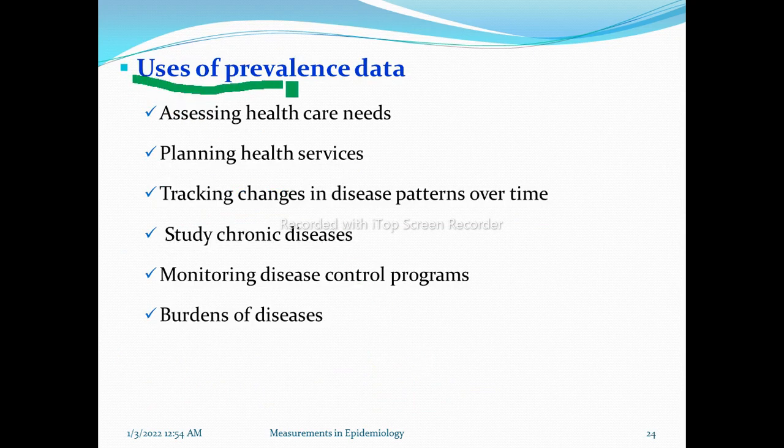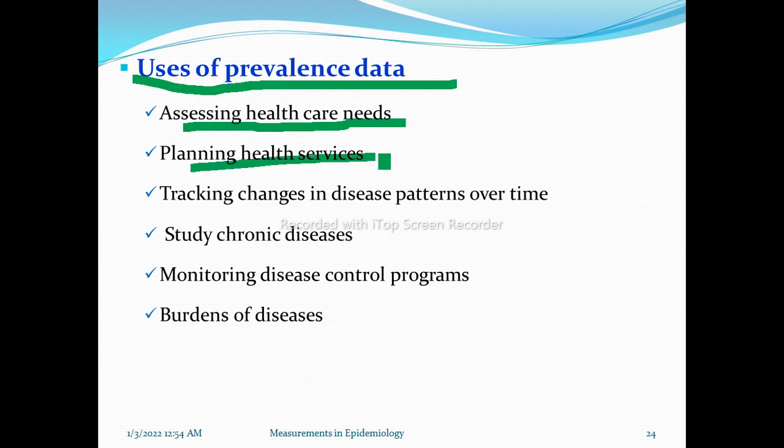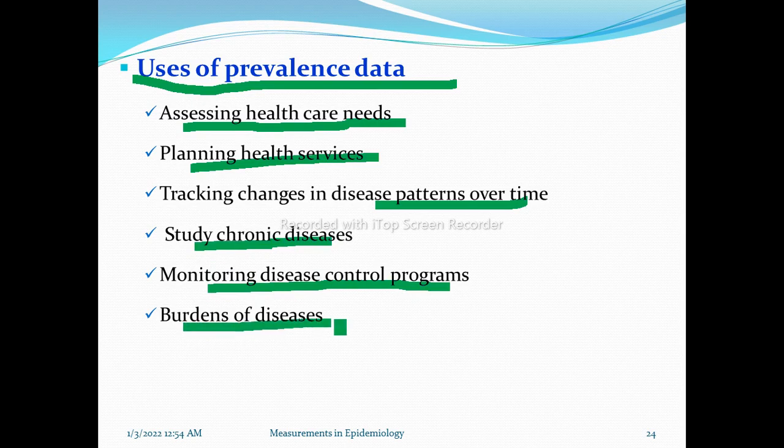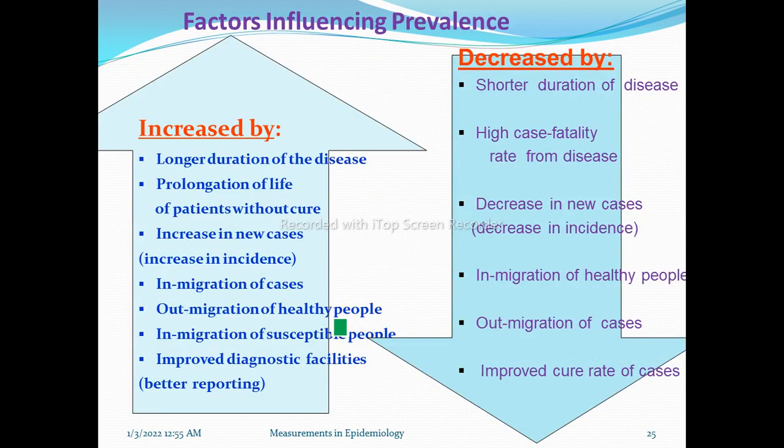The other uses of prevalence data. Prevalence data is important to assess healthcare needs, plan health services, track changes in disease pattern over time, study chronic disease, monitor disease control programs, and study the burden of disease. So these all are uses or importance of prevalence data. The other is factors influencing prevalence. All these are factors which affect the magnitude of the prevalence.